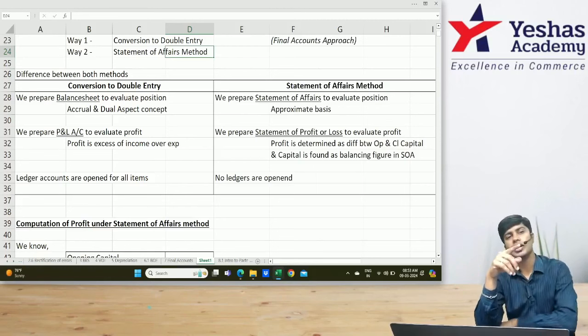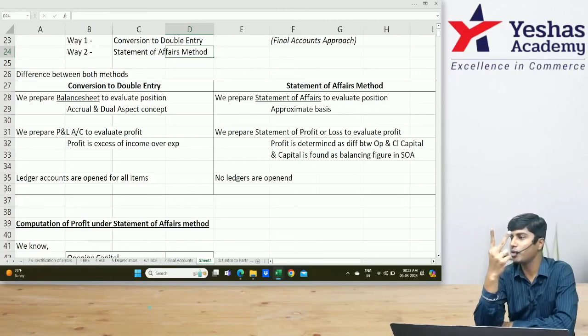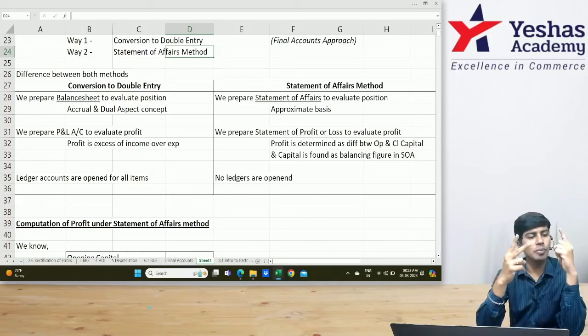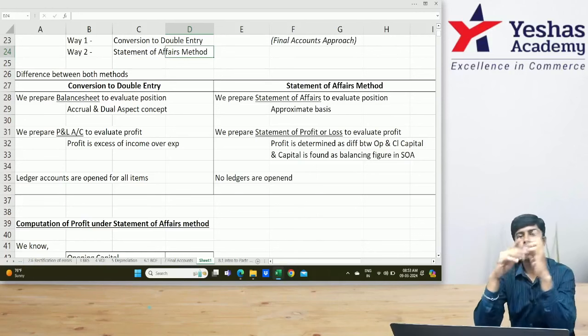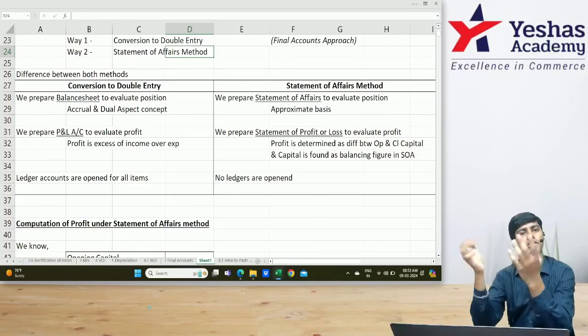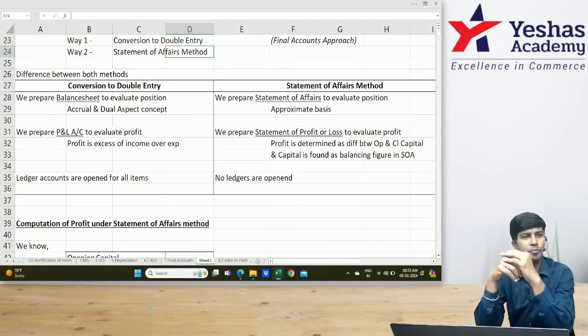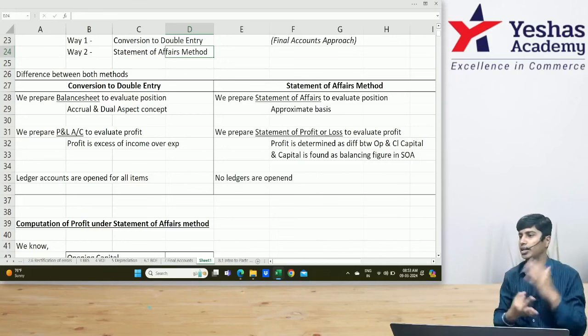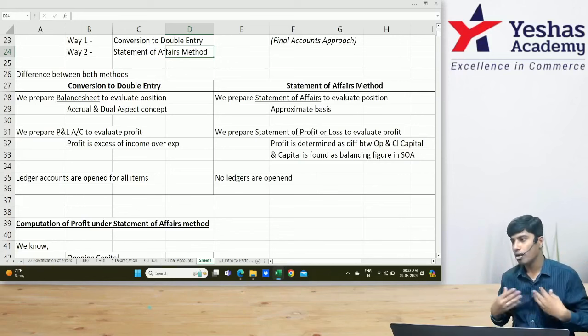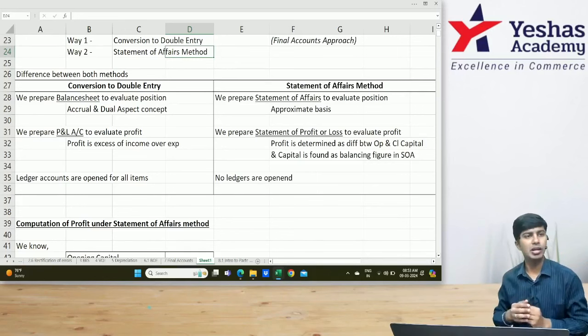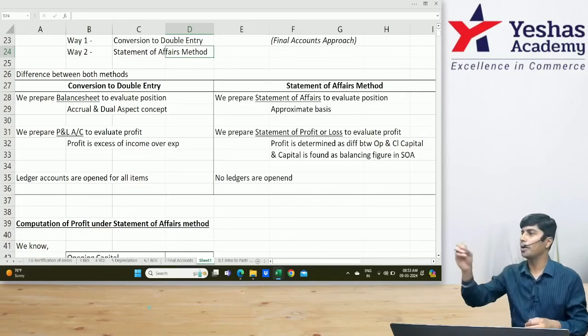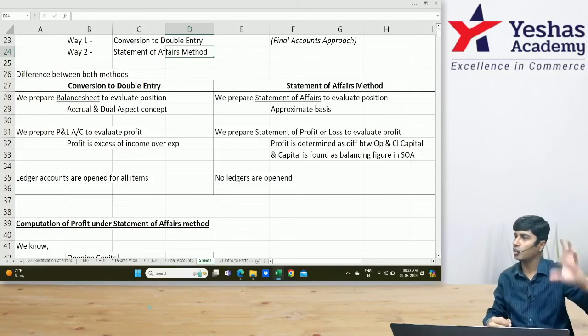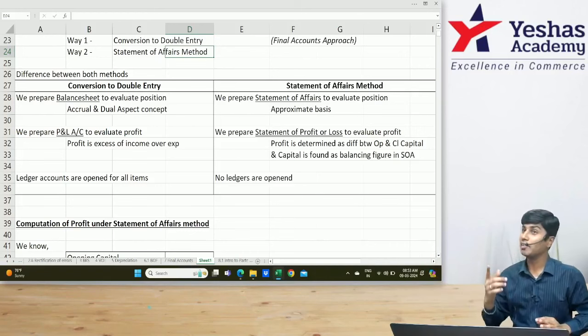So what we do is we do two statements of affairs. How many statements of affairs? One is opening, the other is closing. Opening is on the opening date, closing is on the closing date. On the opening date, I'll write what all assets I have: stove, mixie, light, bench, chair, all I'll write. Whatever liabilities I have, money to be paid to this supplier, this loan needs to be paid, payment pending to landlord, all of the liabilities I write. Capital, I'll find as the balancing figure.